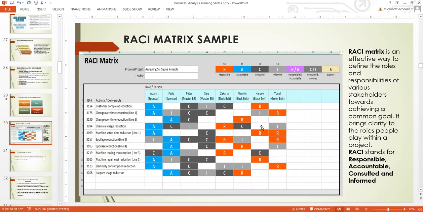I will not be wasting much time on RACI because we're going to be doing it live very soon, when we start working on live projects. But if you are still confused about the RACI matrix, based on the last lecture we had and this one, you can ask your questions.